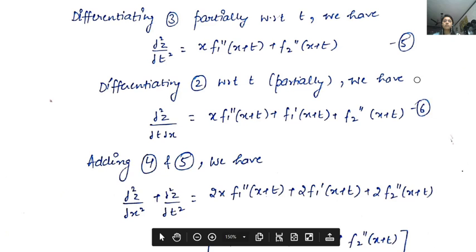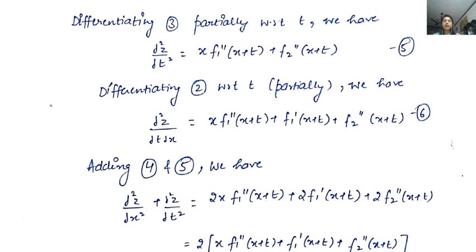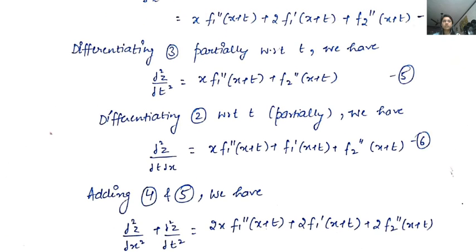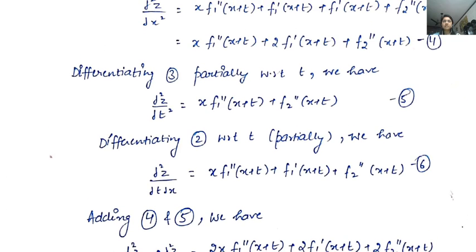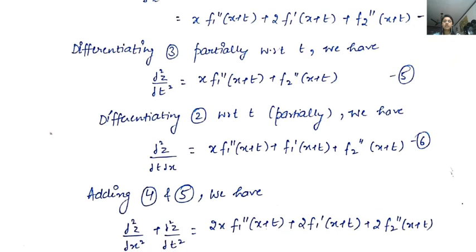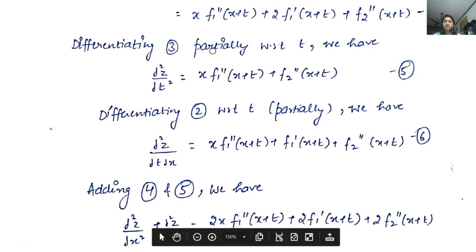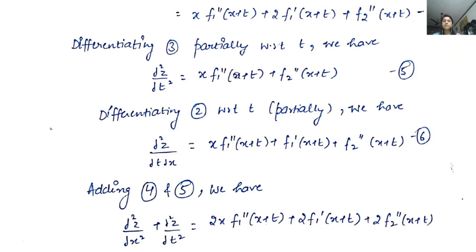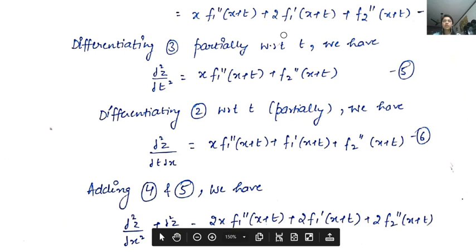Now, adding equation 4 and 5. When we add equation 4 and 5, on the left hand side we get ∂²z/∂x² plus ∂²z/∂t², and on the right hand side we have these two terms. When we add these two terms, we will get 2x f1 double dash (x plus t) plus 2 f1 dash (x plus t) plus 2 f2 double dash (x plus t).